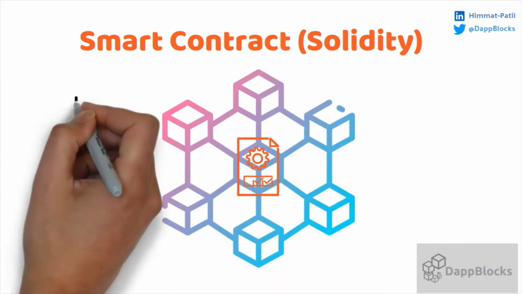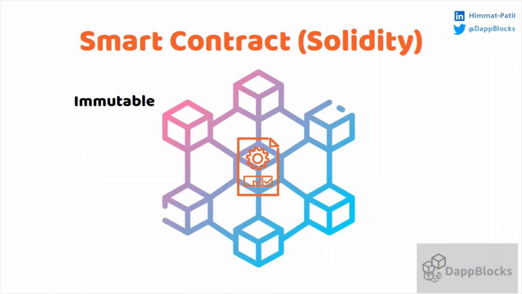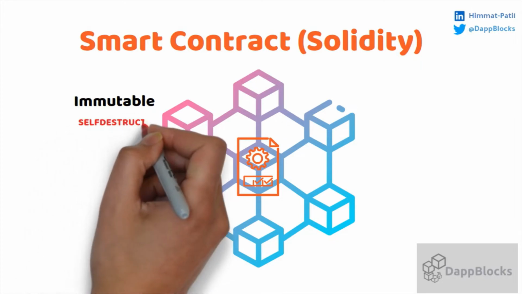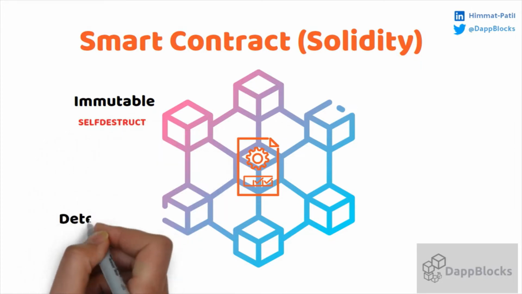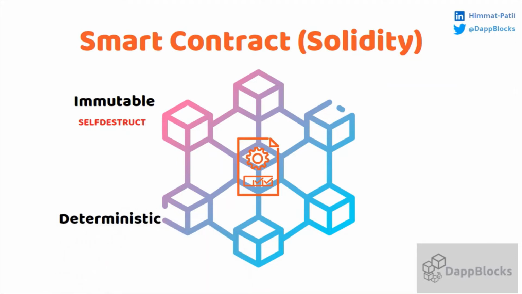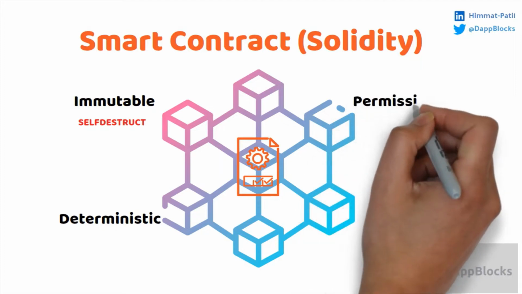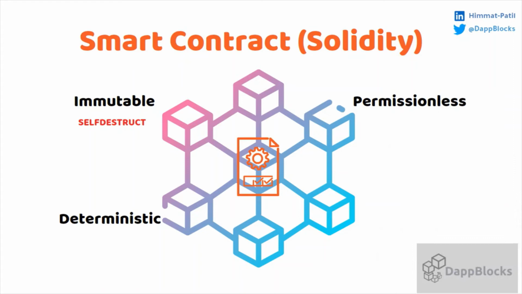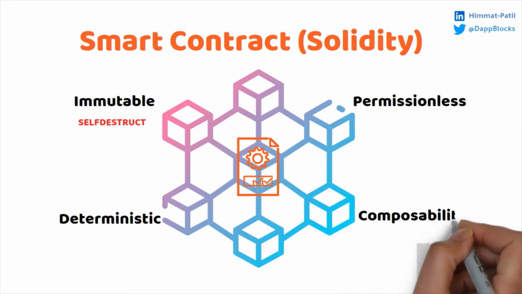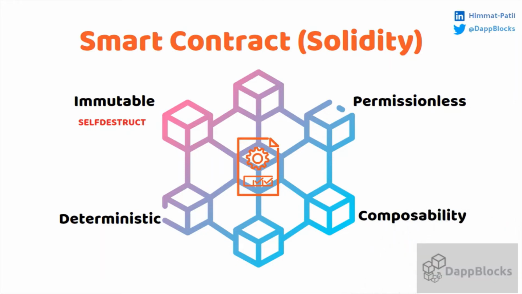Let's see some smart contract properties. A smart contract is immutable, that is, once deployed, it cannot be changed. A contract can be deleted using self-destruct. A smart contract is deterministic, which means the outcome of execution is the same for each run. A smart contract is permissionless. Anyone can write a smart contract and deploy it on the blockchain network. You can interact with other smart contracts anytime just by sending a transaction request.